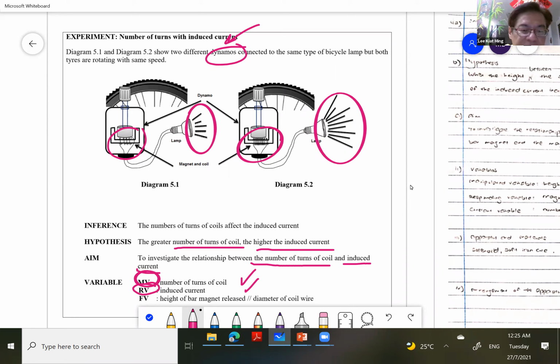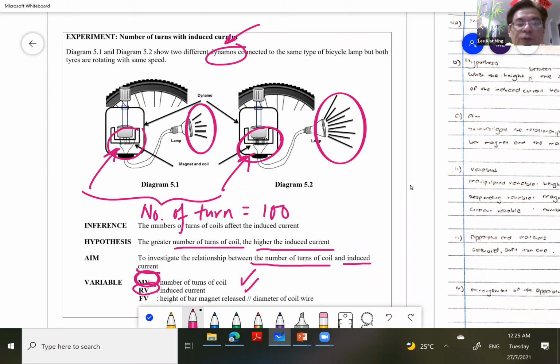Is it okay? Okay, the constant variable will be the height of the magnet release. So I'm going to change the question now, to another type of question. Let's say I have the same number of turns. This and this the same. Both of them I give number of turns to be the same. Let's say I'm going to have 100 turns.